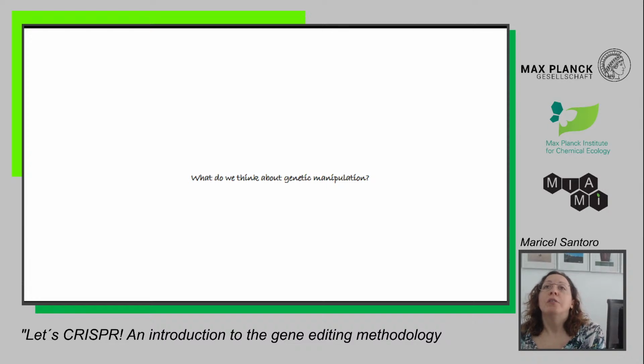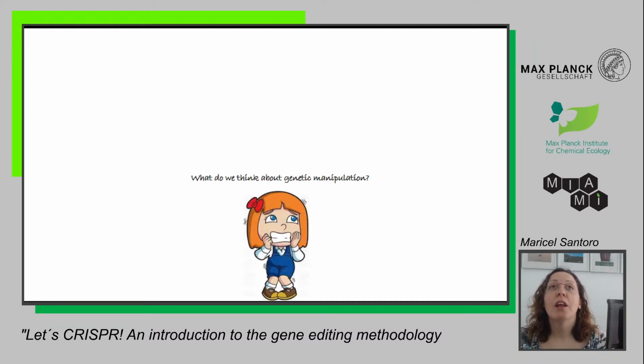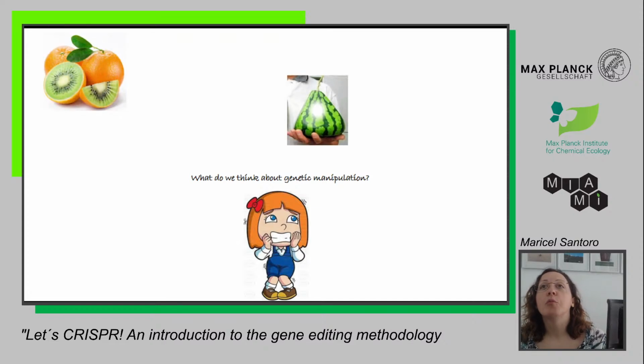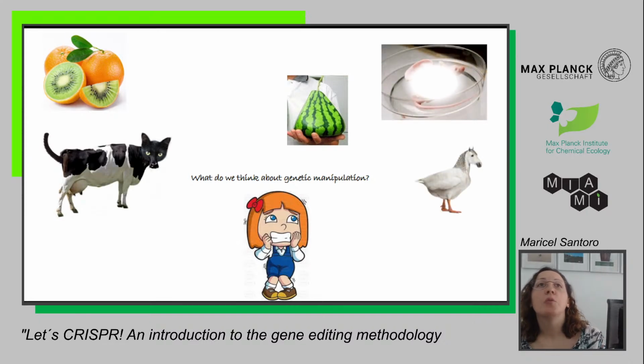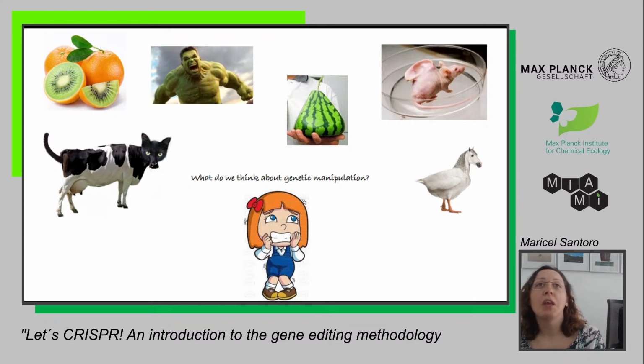So what do you think about genetic manipulation? What do we think about it? I was searching online about what people think about genetic manipulation, and not good things came out. People are scared about it because they don't know what is happening. And the idea is that we can generate strange living forms, like, for example, an orange with a kiwi inside, or animals with different characteristics. For example, if you are a fan of comics, the Hulk is also generated by genetic manipulation. But actually, this can be used also for good reasons.